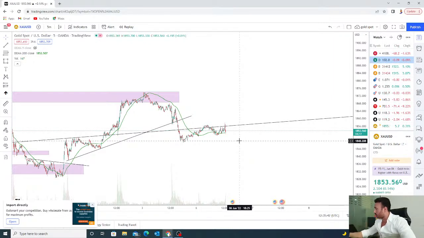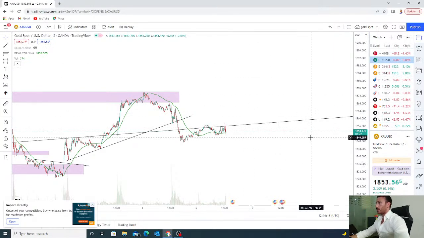I think gold can drop further today. First target will be 1849, and second target will be 1840. I will be buying between 1840 to 1835, stop loss below 1828. So let's start drawing.